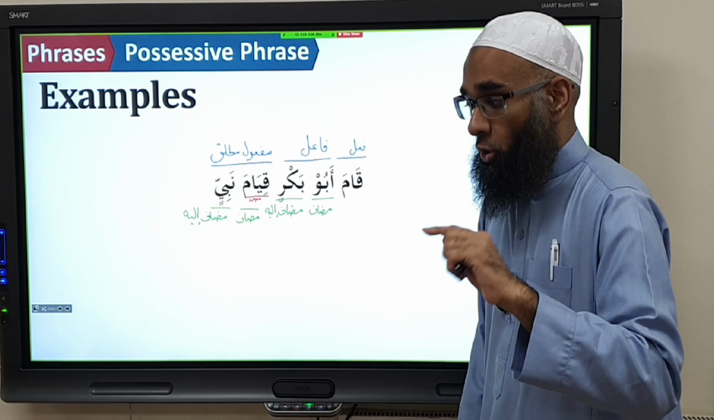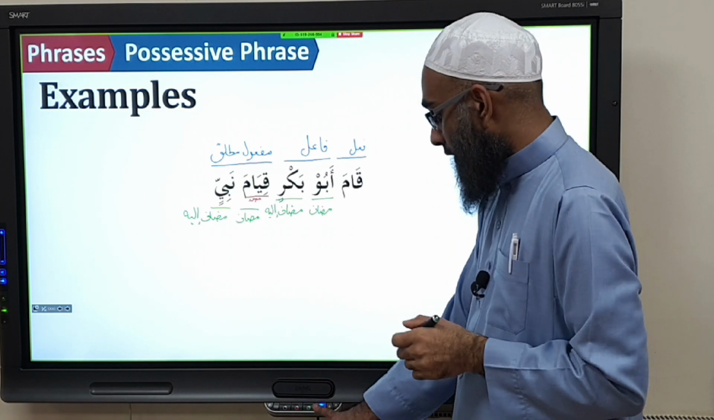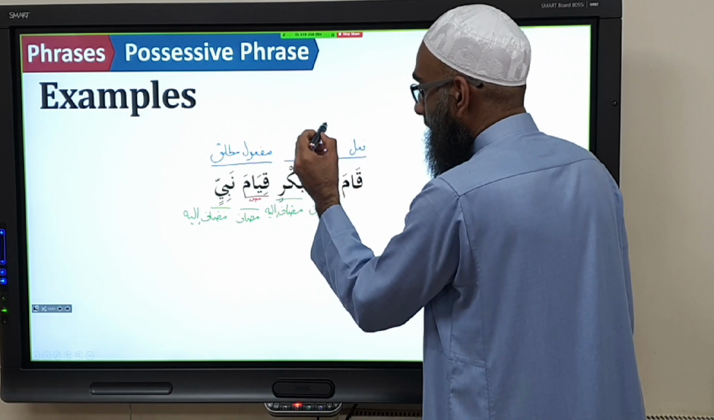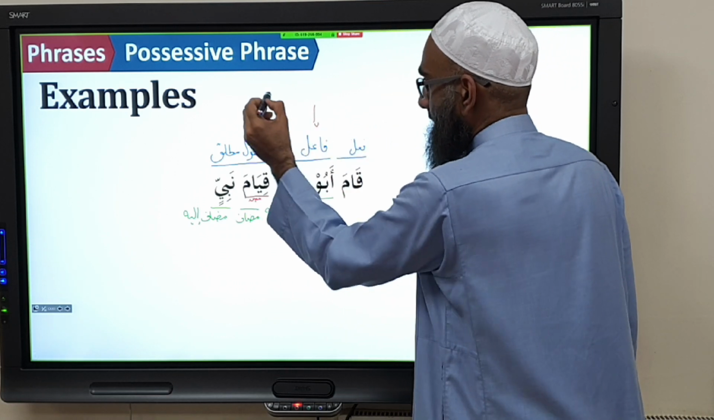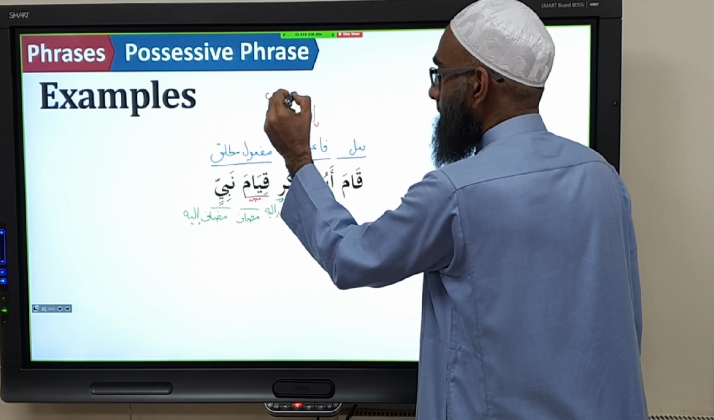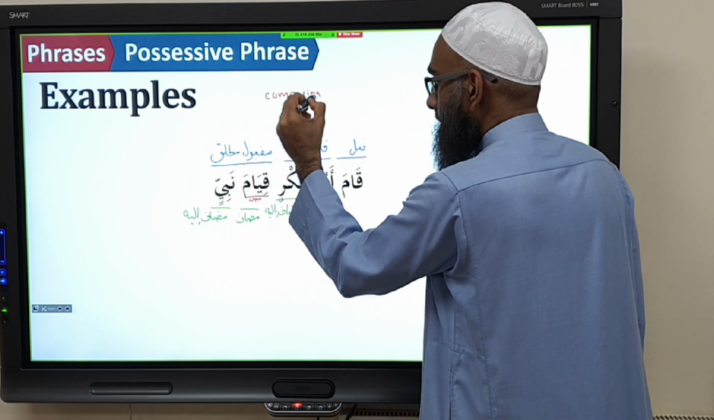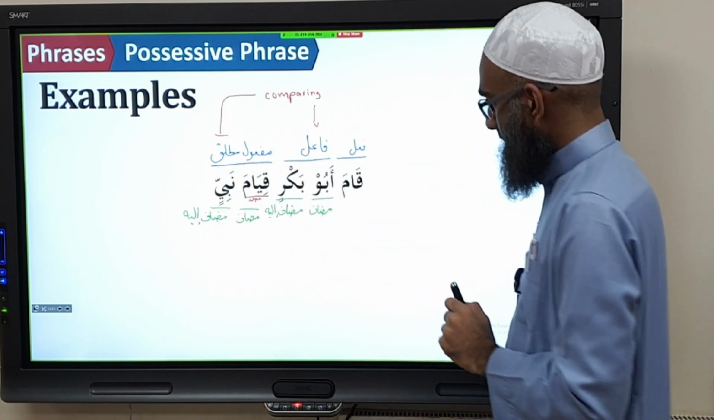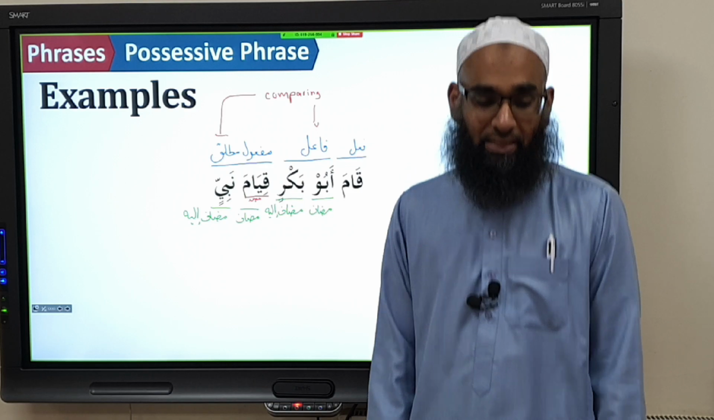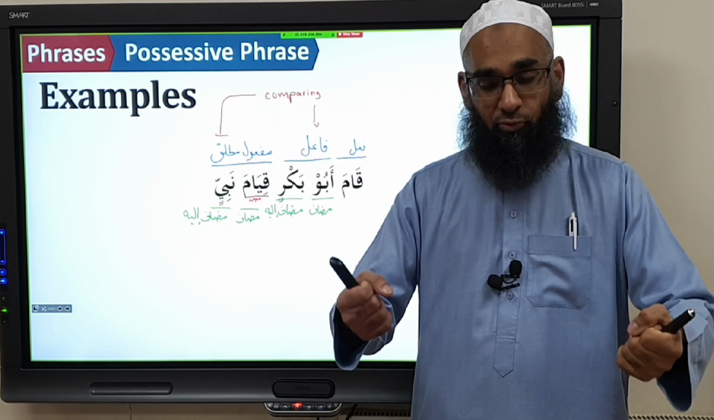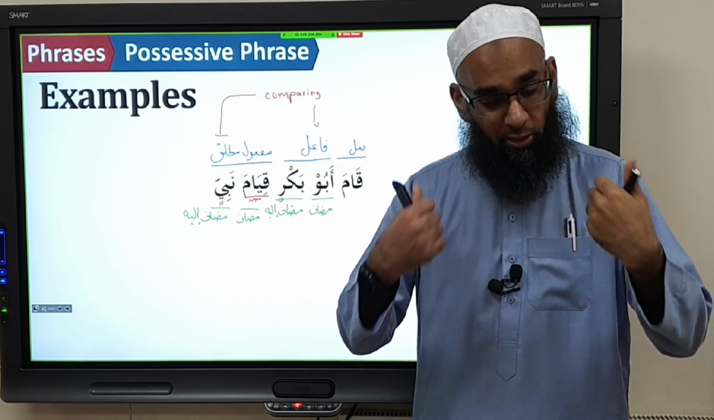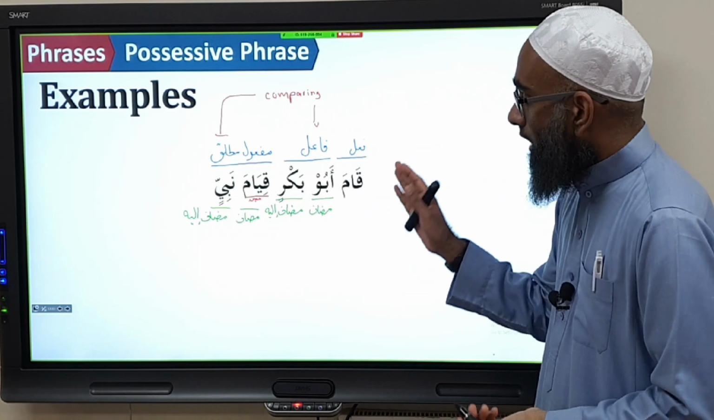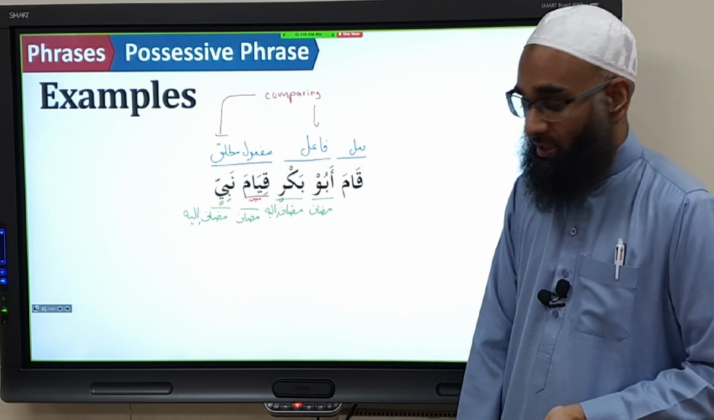Now when you have a مضاف مضاف إليه مفعول مطلق, how do you translate? You translate it as a comparison. What are we doing? We are comparing the qama. See here, we're comparing Abu Bakr standing with the standing of the mudaf ilayh, meaning of a nabi. Standing here doesn't mean stand up or sit down. Standing means take an active role or take a responsibility or take something on. Do you understand? So we say here, قام أبو بكر قيام نبي.